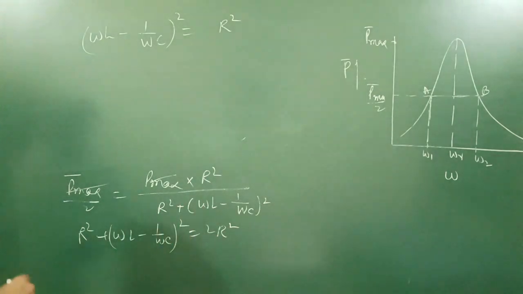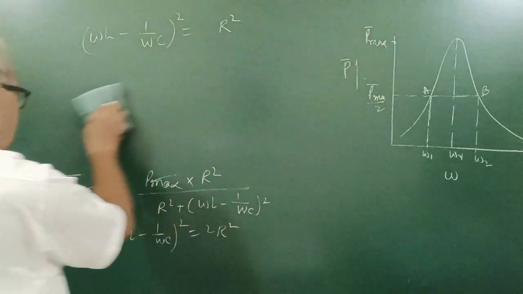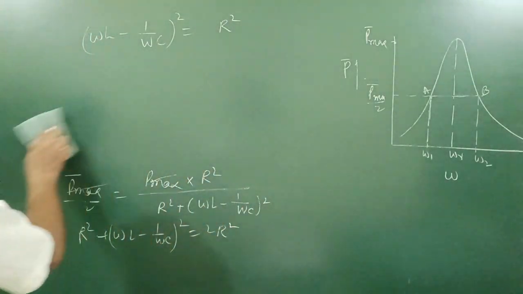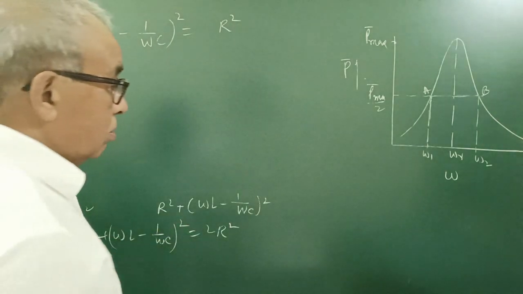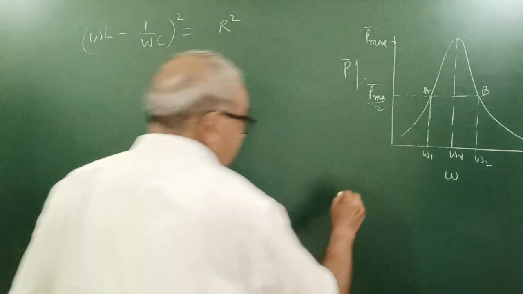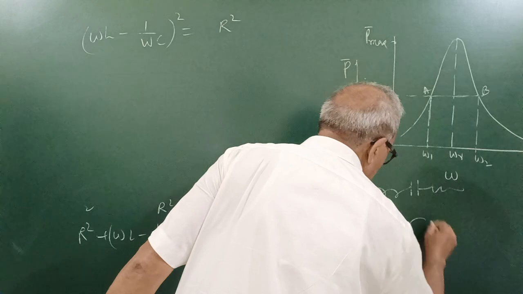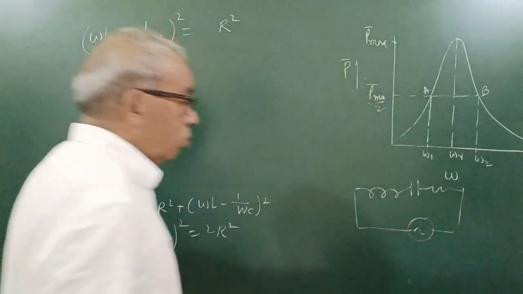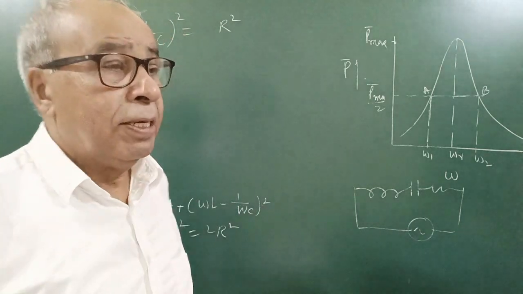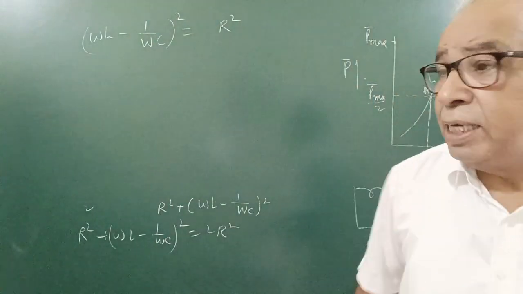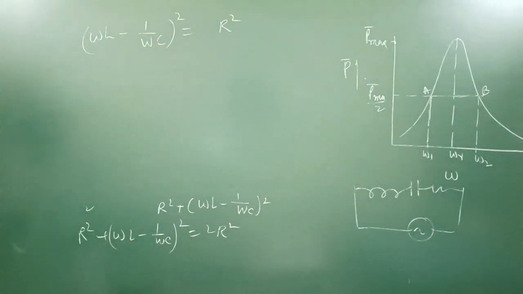Omega is the frequency, and L and C are the inductance and capacitance of the series LCR circuit. This whole thing, I told you, is for the series LCR circuit, and here we apply the source. This source may have many frequencies together. The signal which you get from TV has all channel frequencies present in the wire, all different currents are there.